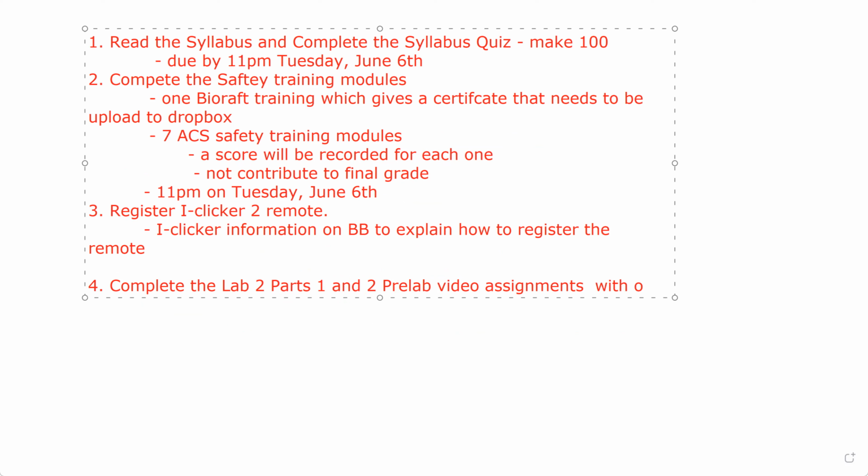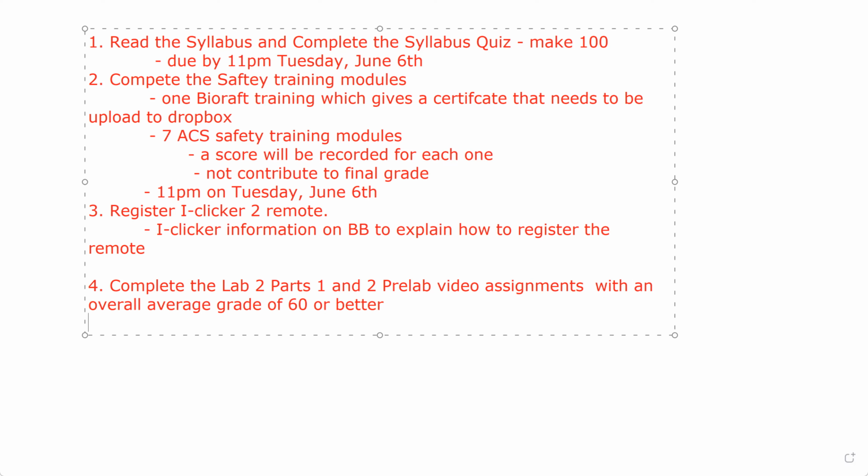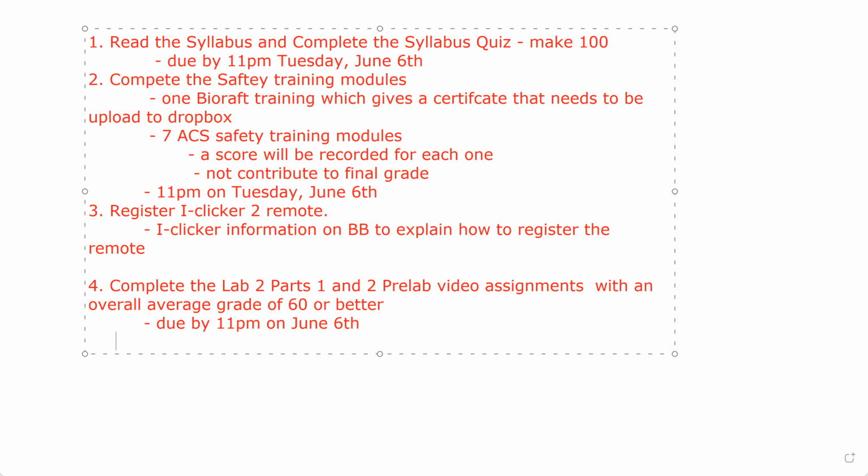With an overall average of 60 or better. That means between the 2 assignments, the average of the 2 assignments is a 60 or better. This is due by 11 p.m. on June 6th. These are the most crucial things you should be working on right now: syllabus quiz, safety trainings, registering your iClicker 2 remote, and completing the PreLab video assignments for Lab 2.